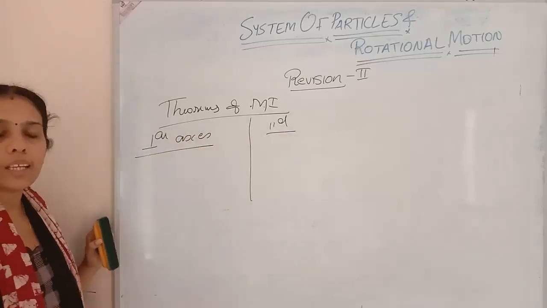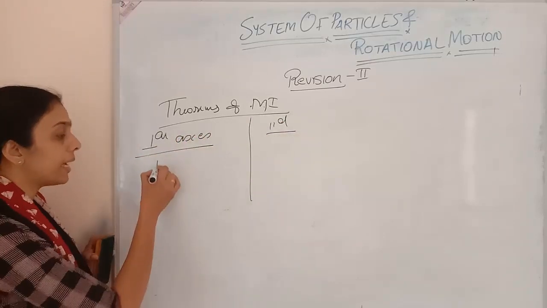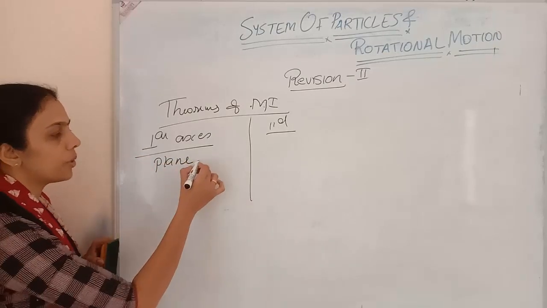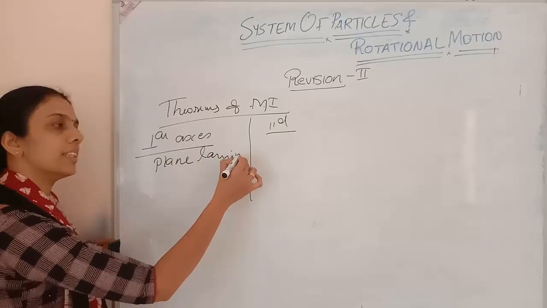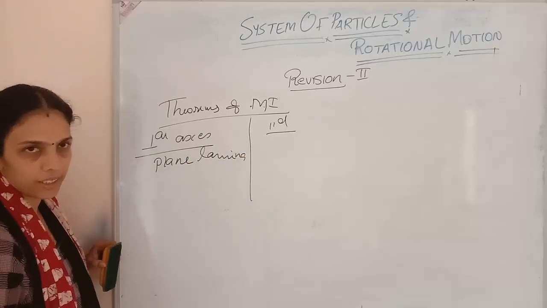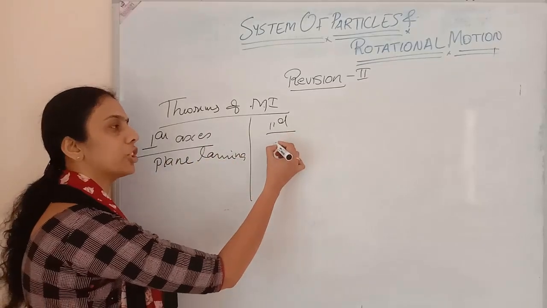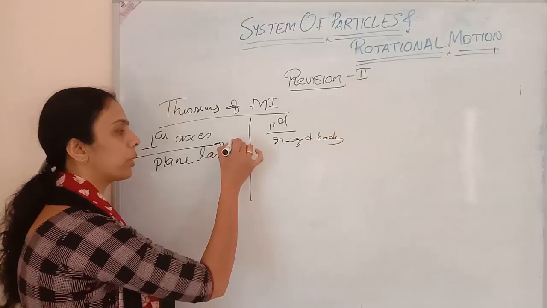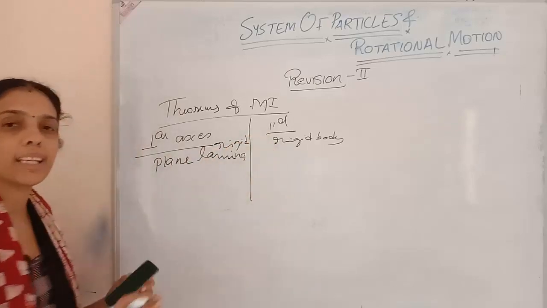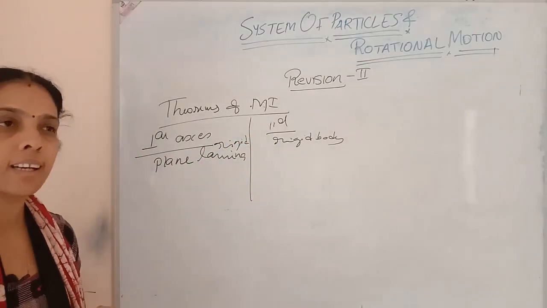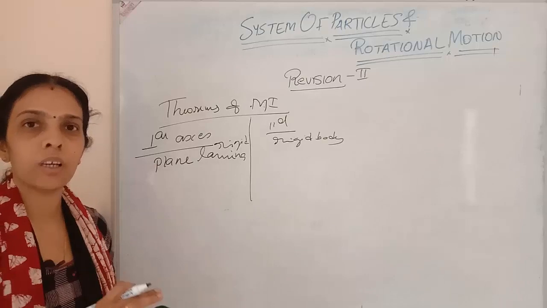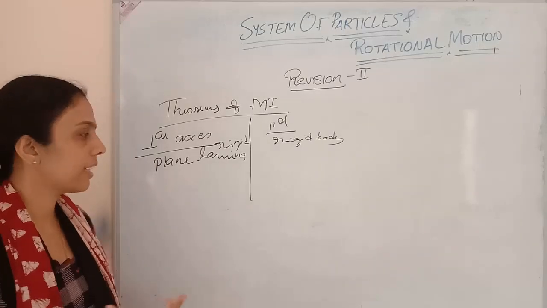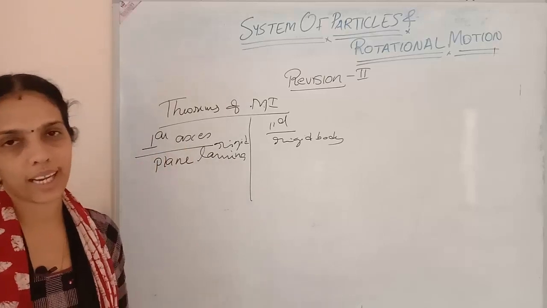So perpendicular axis theorem is used for a plane lamina. That is, if two dimensions are enough for representing a rigid body, then we can use this perpendicular axis theorem. The parallel axis theorem is for a three-dimensional rigid body. Both are for rigid bodies only. If I am considering a sheet of paper, or a disc, in those cases we can use the perpendicular axis theorem.